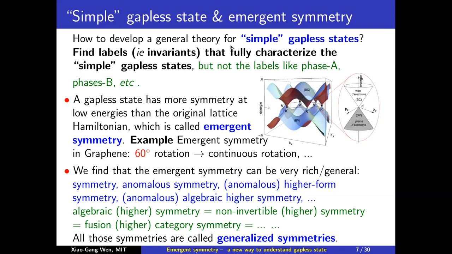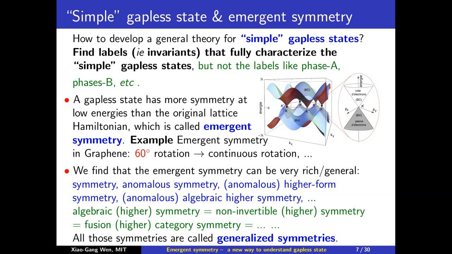And the first step is to find some label for those gapless states. But not a label like phase A, phase B, but some more educated label. So what is an educated label? One possible label is emergent symmetry. A gapless state has the character that it may have more symmetry at low energy than the original lattice Hamiltonian.